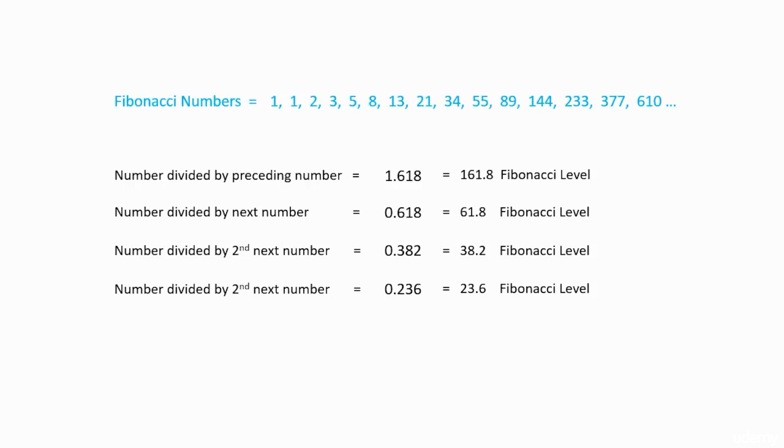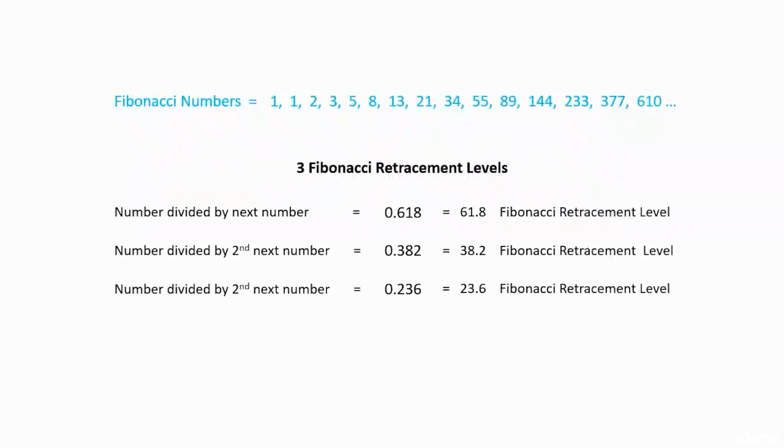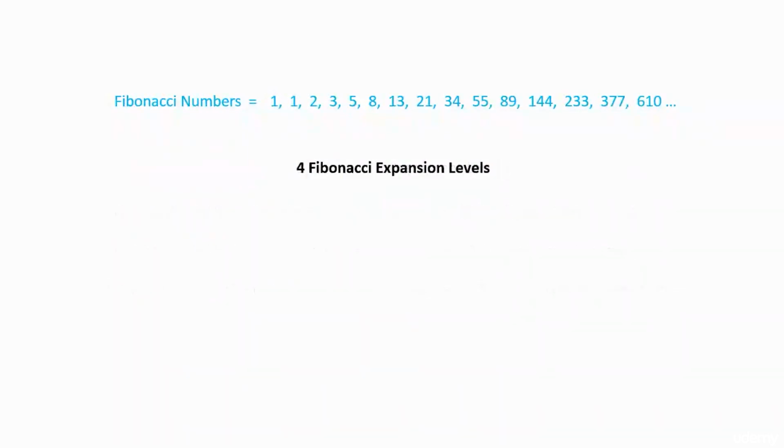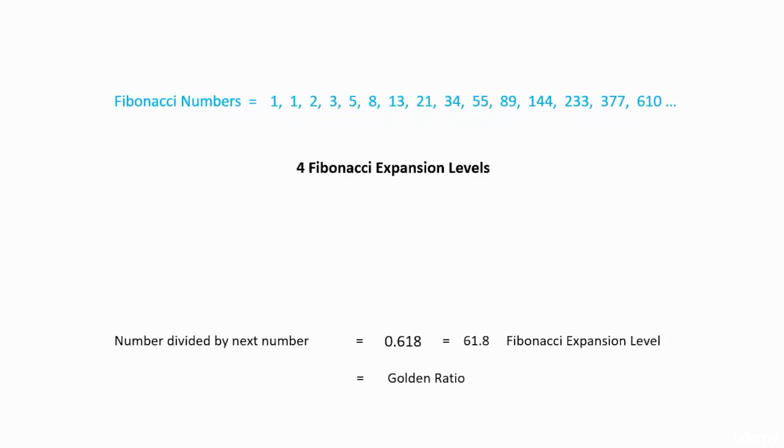From these 4 Fibonacci levels, we do not use the 161.8 Fibonacci level to detect the probable retracement level. Rather, we only use the 23.6, 38.2 and 61.8 Fibonacci levels to predict the possible retracement levels. But on the Fibonacci expansion tool, we will use 4 Fibonacci levels to predict the most probable profit levels in a trend. The first level is the 61.8 Fibonacci level. This is also called the golden ratio number. Then the second level is the 78.6 Fibonacci level. This is the square root of the golden ratio or 0.618 number.